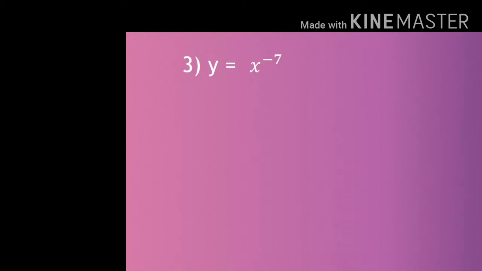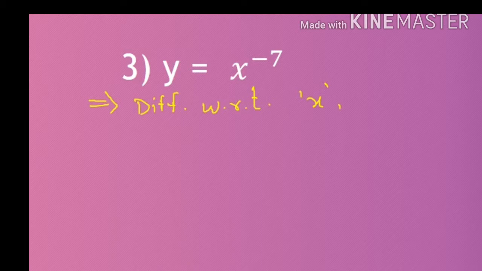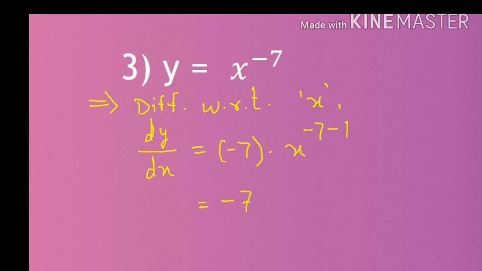See, y is equal to x raised to minus 7. So let us differentiate with respect to x. Here also we have to use the formula of d dx of x raised to n, that is n into x raised to n minus 1. So we get dy by dx is equal to minus 7 into x raised to minus 7 minus 1. So that is minus 7 into x raised to minus 8.